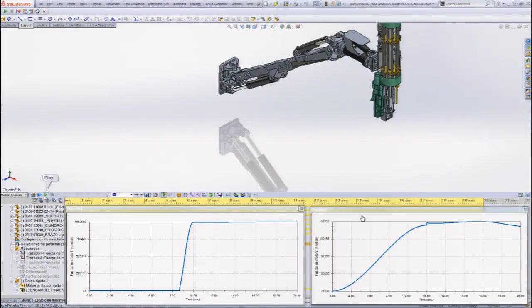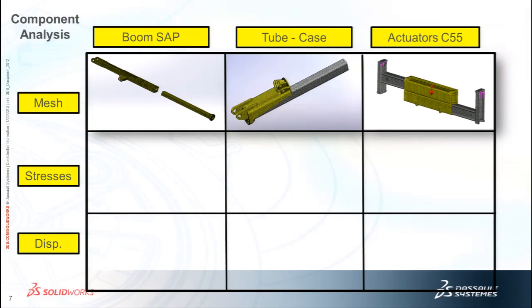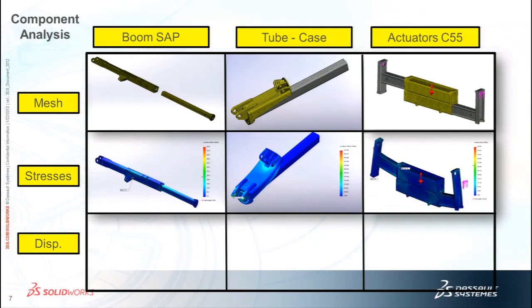Also, as I told you, they get the forces on the components. After running motion, they do a static simulation. This is basic simulation, but it is very important because as you see here, you are seeing not only components, you are also seeing subassemblies. This is the mesh. Stresses also.